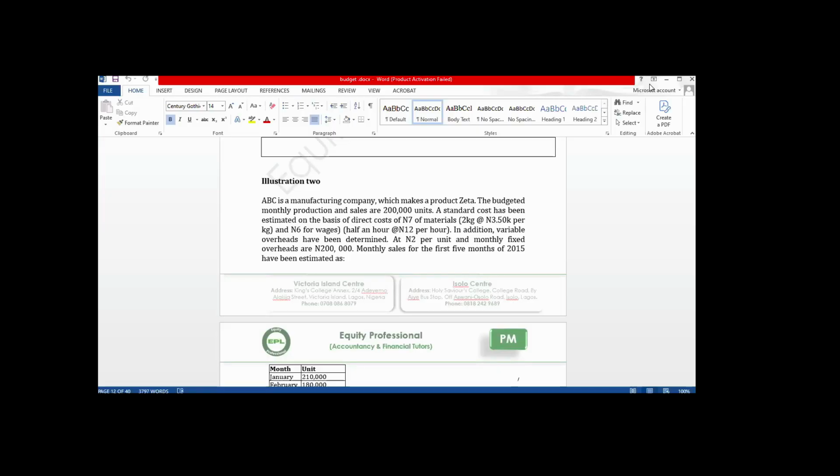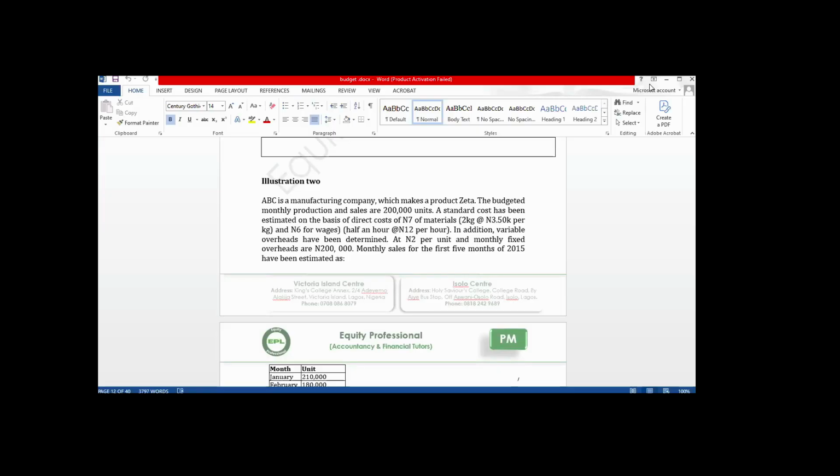And it is derived as to produce 1 unit, we require 2 kg of material. The price per kg is 3 naira 50 kobo. If you multiply 2 kg by 3 naira 50 kobo, that will give you 7 naira per unit. That is how material cost per unit is derived.